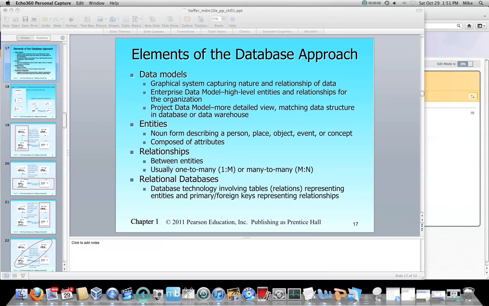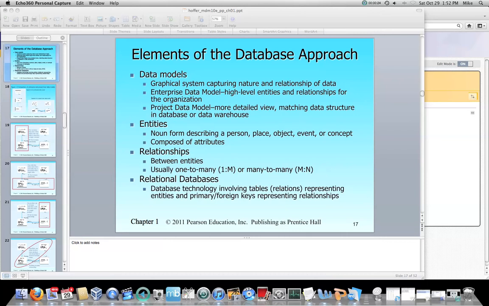Hello, this is the video associated with the elements of the database approach. So we have seen file processing systems, we have seen what is a database management system, we've seen the advantages of the database approach. Now we're going back to page 10 of chapter 1.